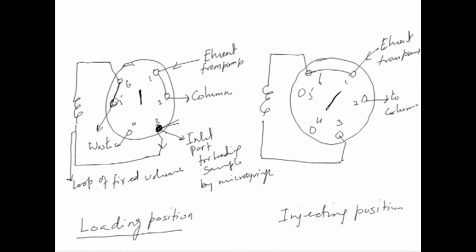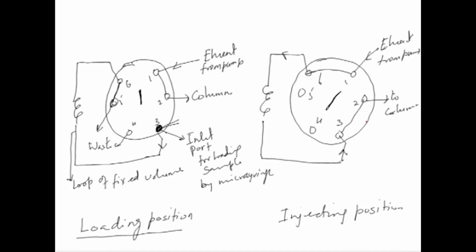So, what is happening? The eluent is going to port number 6, then it goes to the loop, and from the loop finally it goes through port number 3 to port number 2, and then to the column. So, you can see the change as you put it from loading to the injecting position: the eluent is directed through the loop, and so the eluent pushes the sample onto the column, and then this run could go on.